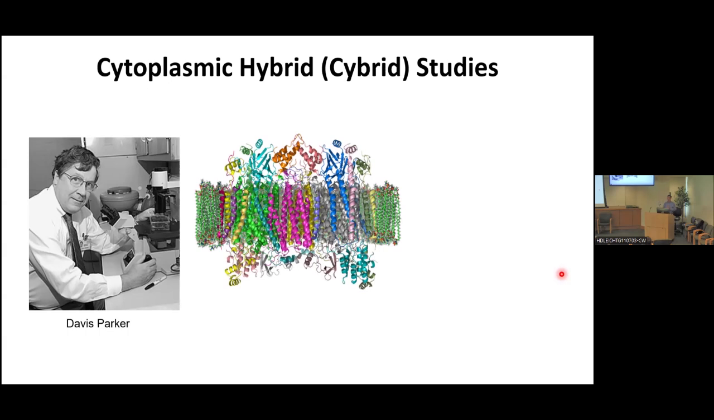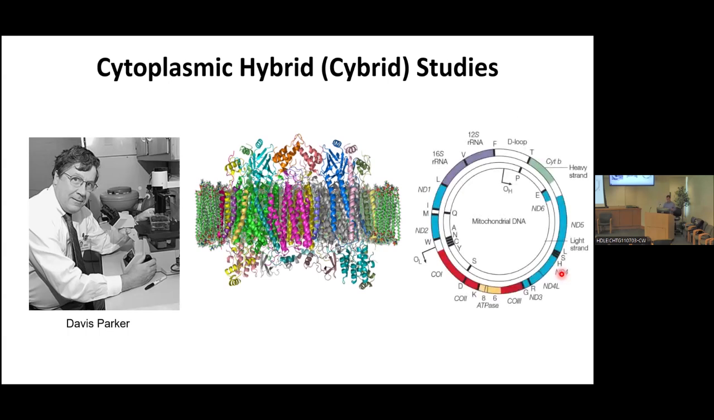This is an interesting holoenzyme. It has 13 subunits. 10 of these subunits are encoded on nuclear genes, and 3 of them are encoded on mitochondrial DNA genes, which you can see here in red, CO1, CO2, and CO3. And we hypothesized that mitochondrial DNA would contribute to reduced cytochrome oxidase activity in Alzheimer's patients. And the way we tested this in the mid-1990s was to adapt what was then a recently described approach called the cytoplasmic hybrid or cybrid technique, which I'll walk you through.